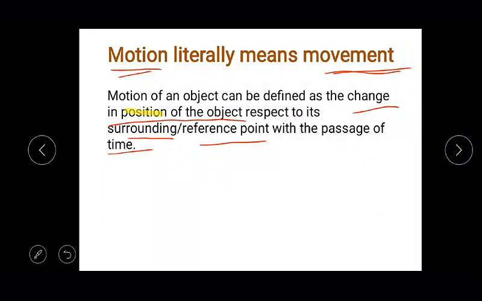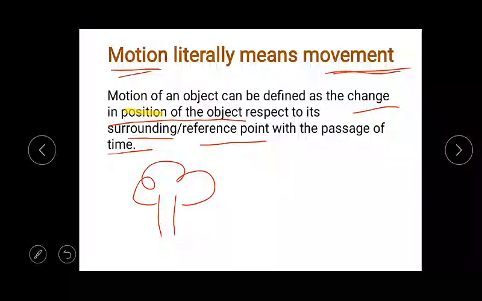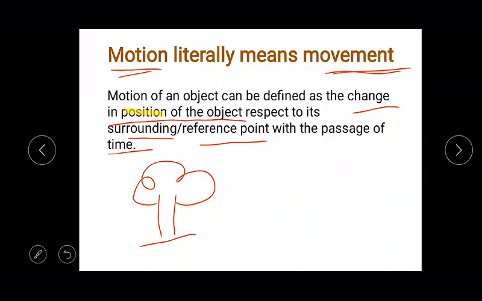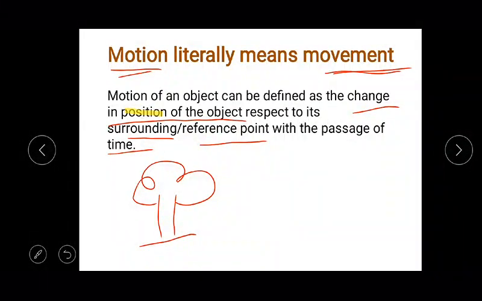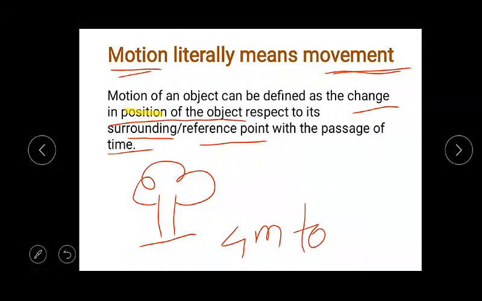This position will be clear to us through this example. Let's say we have a tree here in a certain location and we want to determine its location. We want to specify its location, its position. So I say that it is located 4 meter to the east.